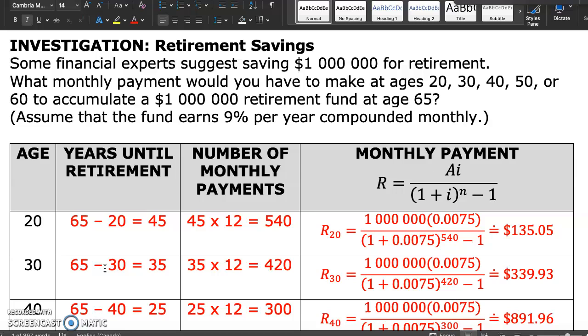Investigation, retirement savings. Some financial experts suggest saving $1 million for retirement. What monthly payment would you have to make at ages 20, 30, 40, 50, or 60 to accumulate a $1 million retirement fund at age 65? So we'll assume that the fund earns 9% per year compounded monthly.